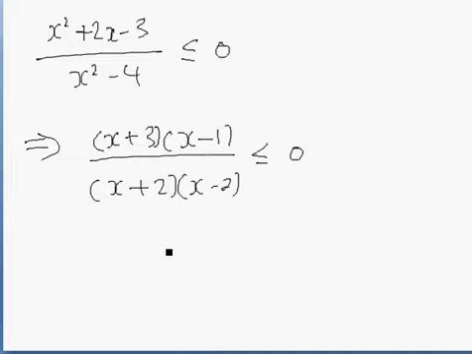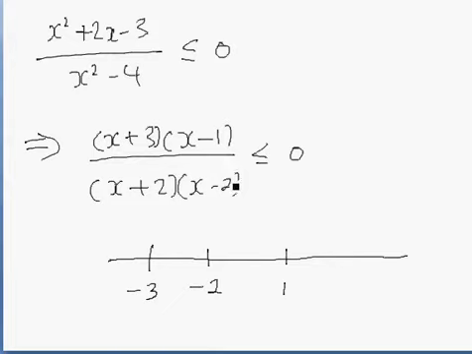So the next step is we are going to draw the number line, and we are going to find out what are the critical values. So what are critical values? Values which make each factor 0. So in this case, we have critical values over here -3, here -2, over here 1, and over here 2.